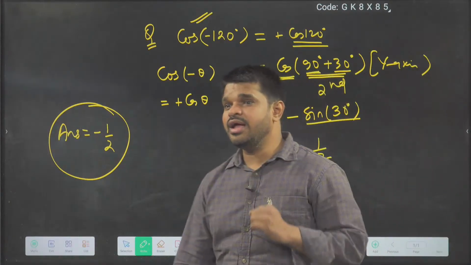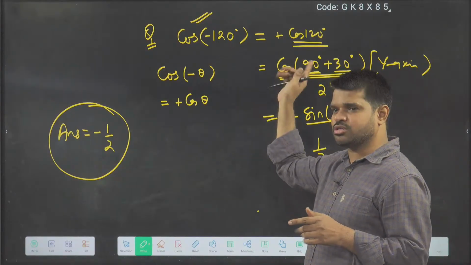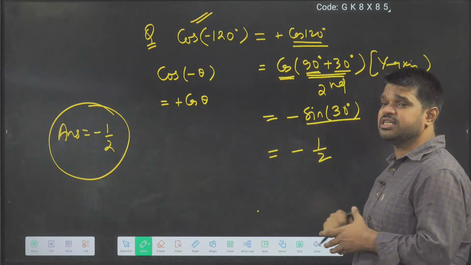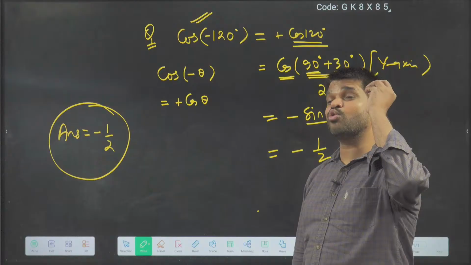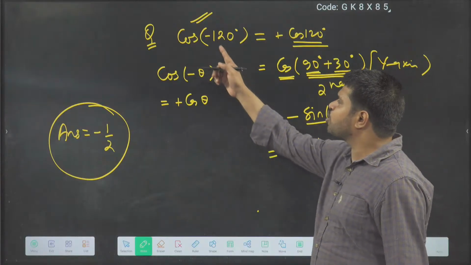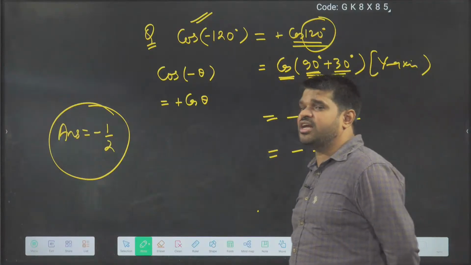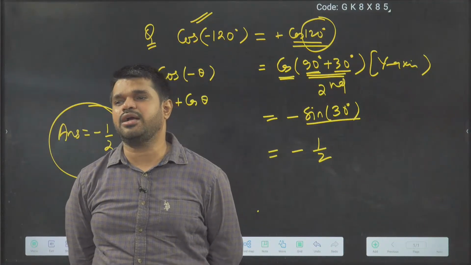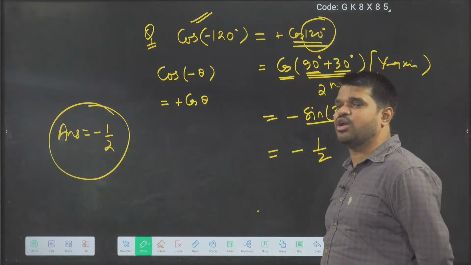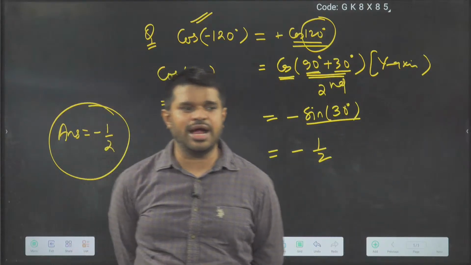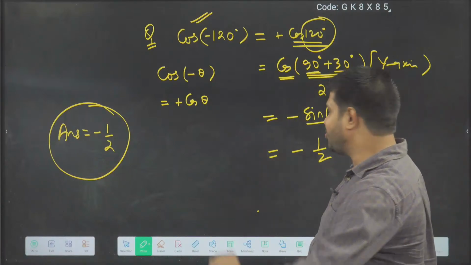Now here there could be one confusion: cos of minus theta is plus cos theta, and again you are changing the sign. So understand, cos of minus theta is plus cos theta. This theta could be any number. First of all, cos minus theta equals plus cos theta, and after that you have to check in which quadrant this theta is lying. Based on that quadrant, its final value will be decided. So if you have understood, answer correctly. Very easy question.